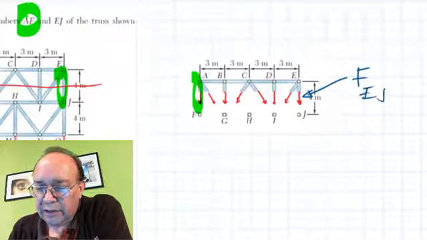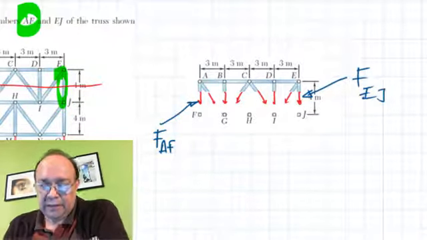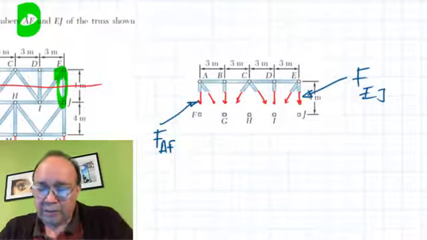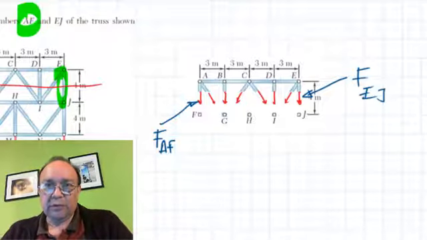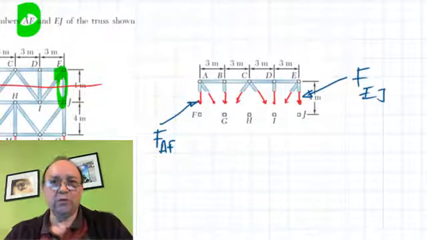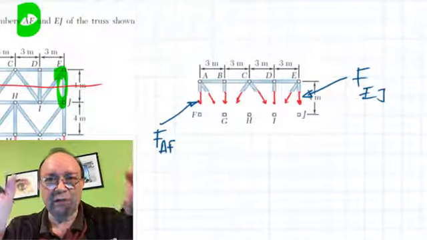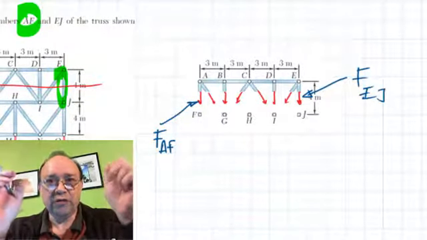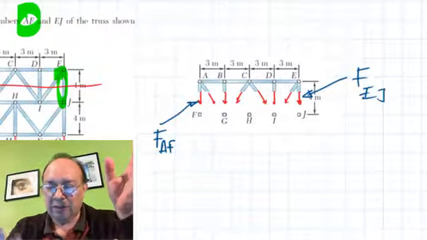So we have our two unknowns here, FAF and FEJ. So that's a way to cut it. Now, as we mentioned also in the previous video, you should find a way to set up some equilibrium equations that allow you to find your unknowns. In this case, we have too many unknowns.